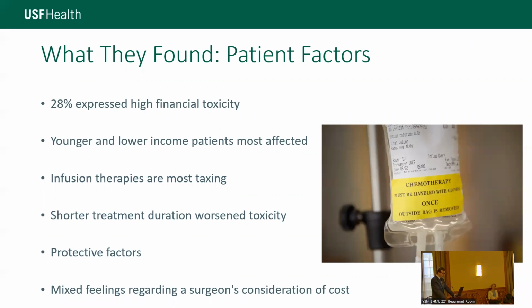And those that were younger and lower income were more likely to be in the high financial toxicity group, as well as those receiving infusion therapies such as chemotherapy or radium. And then also, interestingly, those who had shorter treatment durations had worse ratings of toxicity, likely due to the fact that they have less time to sort of grapple with everything that they're going through.